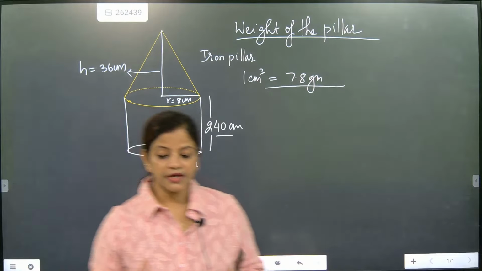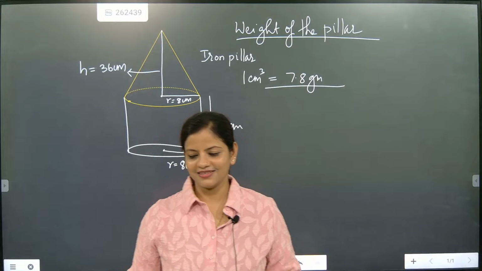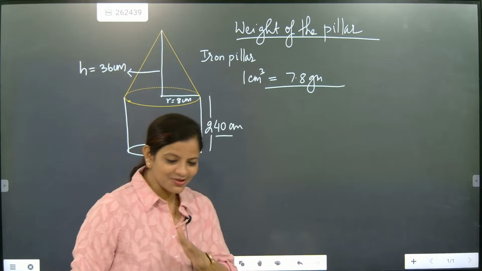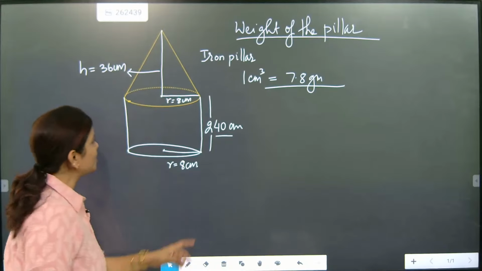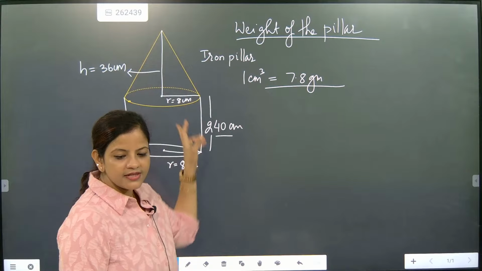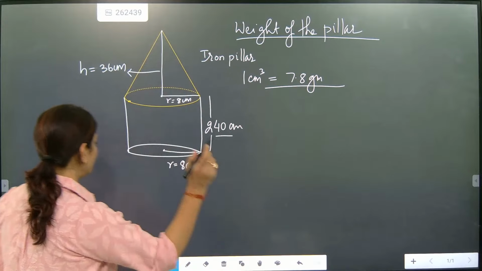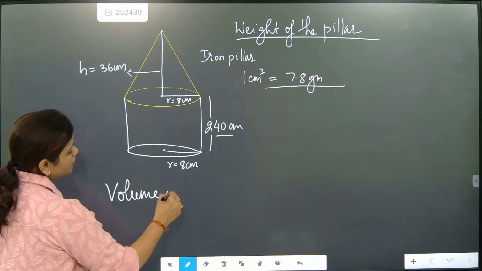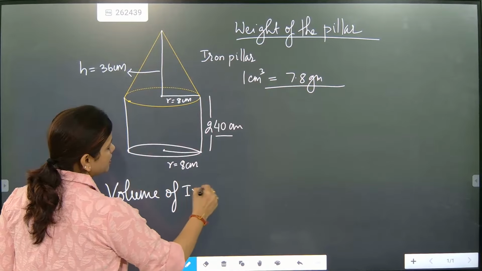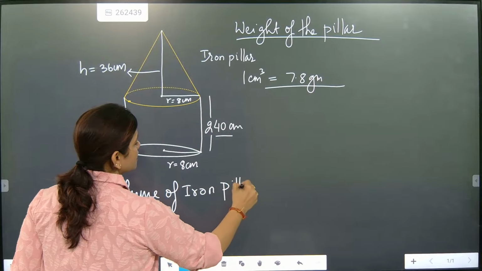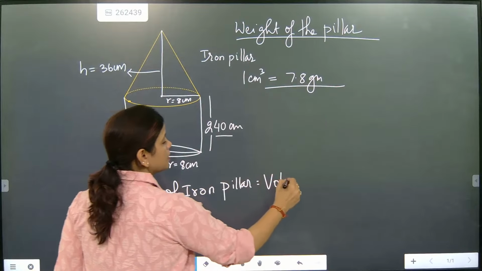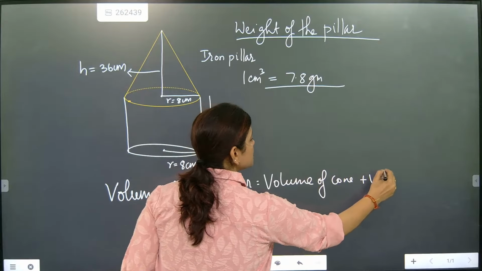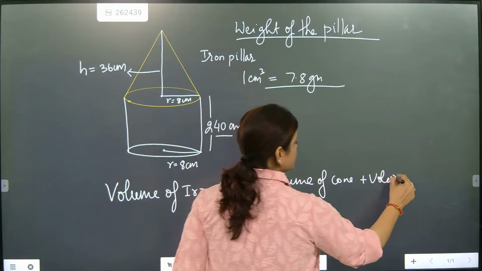See, this is a game of weight. That's not going to be the answer. First is the cone and second is the cylinder. So volume, make it short. Volume of iron pillar is equal to volume of cone plus volume of cylinder.